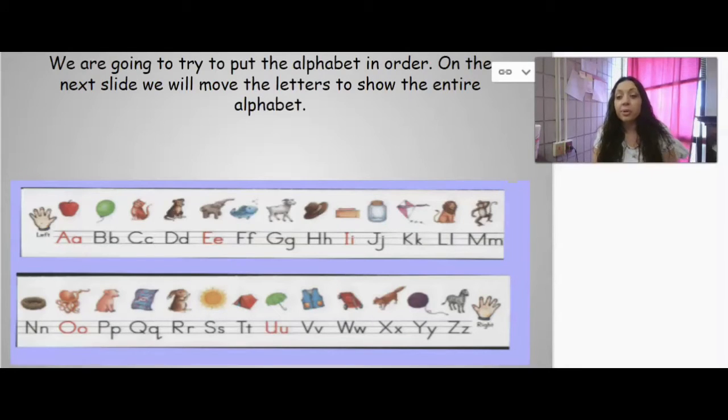So we are going to put our alphabet in order on the next slide, but let's say our alphabet in a special way, okay? For our vowels, you're going to say them really loud, and our consonants, you're going to whisper. Are you ready? So we'd start with our initial letter, which is a vowel. So we'd say A.